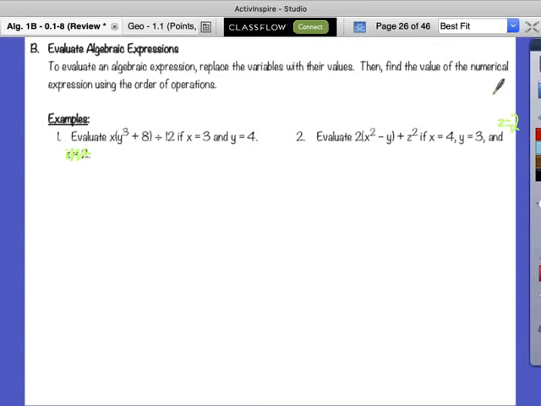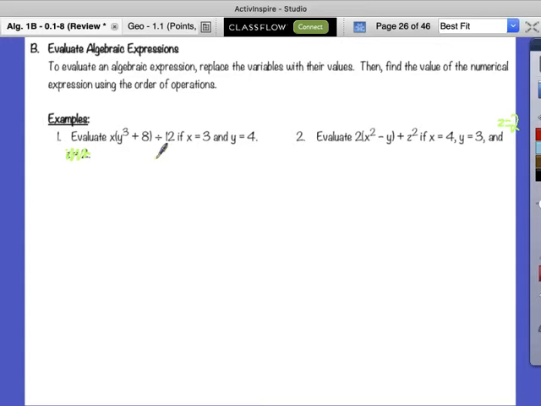So you guys might have done something like this in Algebra 1A last year, okay, with Mrs. Springer. X times the quantity of y to the third plus 8, divided by 12, okay? So with this, we're told that x is 3 and y is 4. Does anyone know what we're going to do with that 3? Emily? Plug it into the x spot, okay?